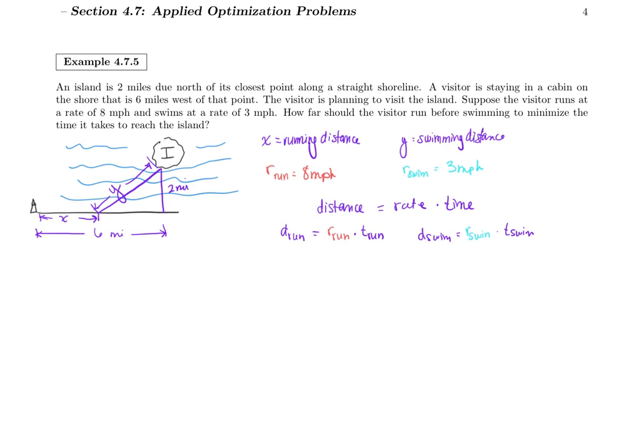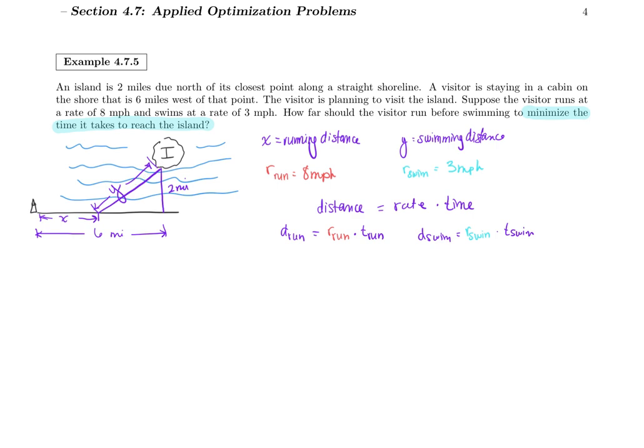So if we read the problem statement, we want to minimize the time it takes to reach the island. Well, that time is made up of time to run and time to swim. So we're not going to minimize the running time alone or the swimming time alone. We want to minimize the total time it takes them to get to the island. So we need to solve for time in each of these instances and know that our total time is going to be both of them added together: the time that our person spends running plus the time our person spends swimming to get to the island.